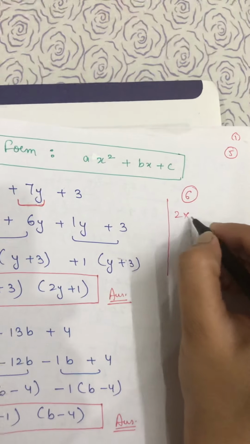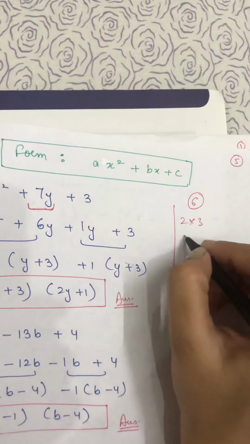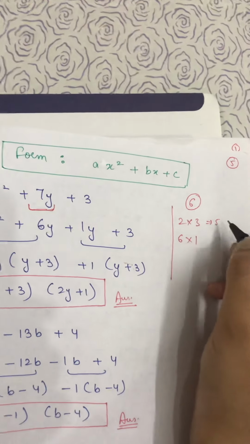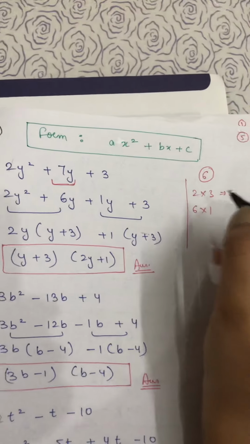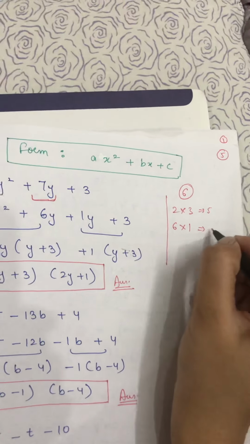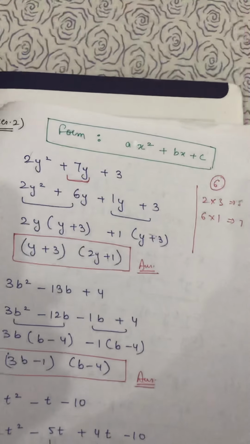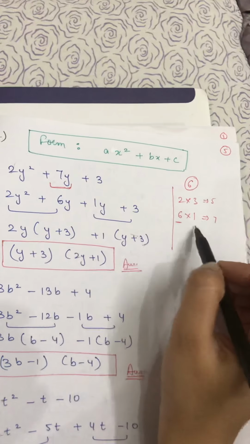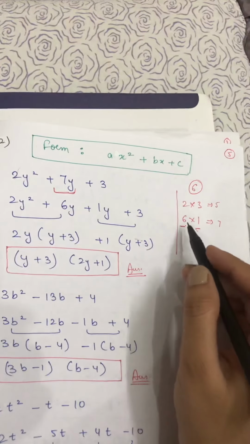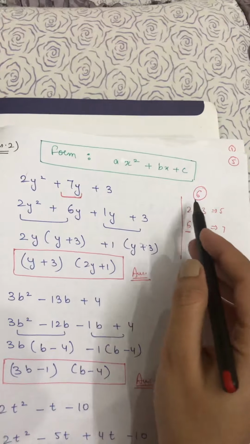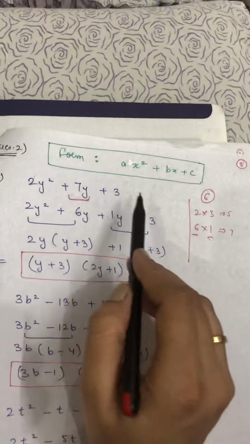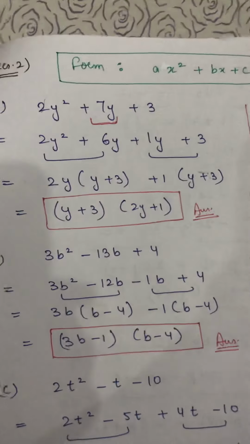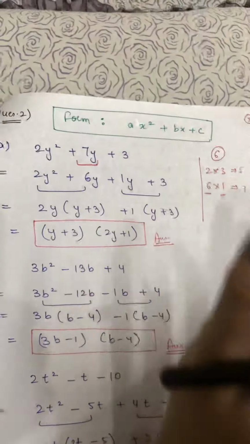So 2 3s are 6, 3 2s are 6, 6 1s are 6. 2 plus 3 is 5. 2 minus 3 is minus 1, or 3 minus 2 is 1. 6 plus 1 is 7. Yes, I want 7 here. So I'll take the factors 6y plus 1y. And when I multiply 6 into 1, it is equal to 6. 2 3s are 6. This will be your factor, and in this way you can split the middle term. The rest of the steps will be the same.